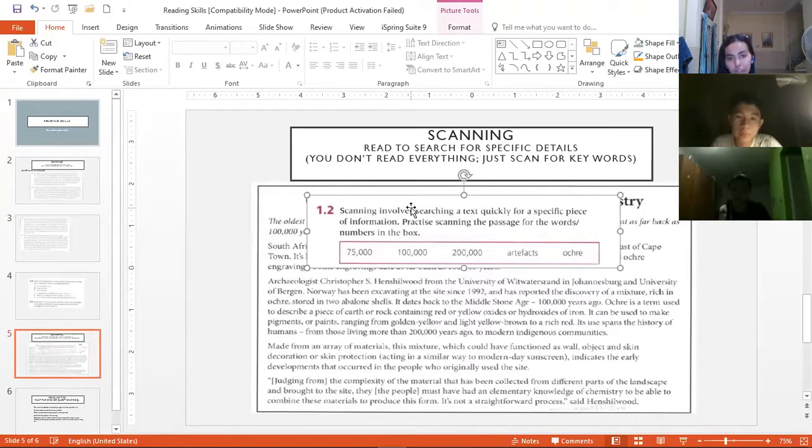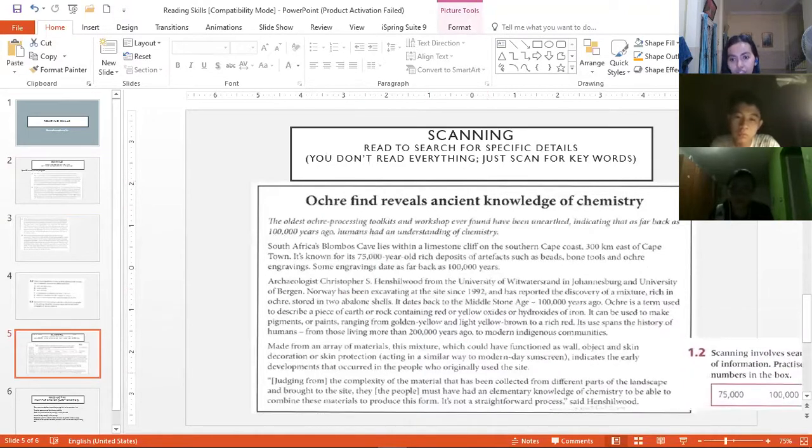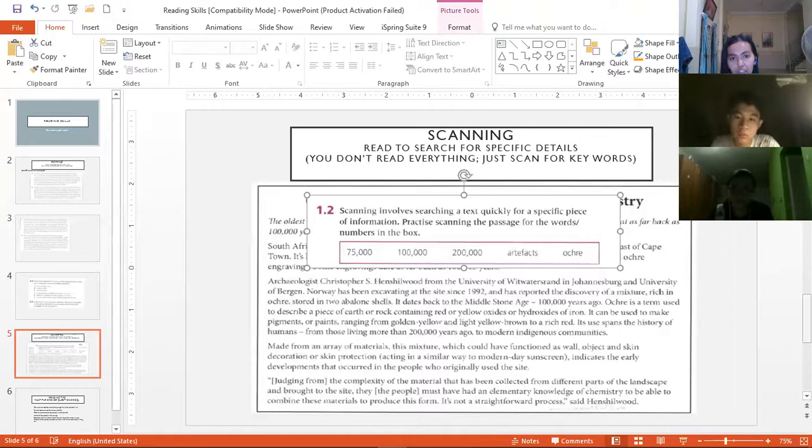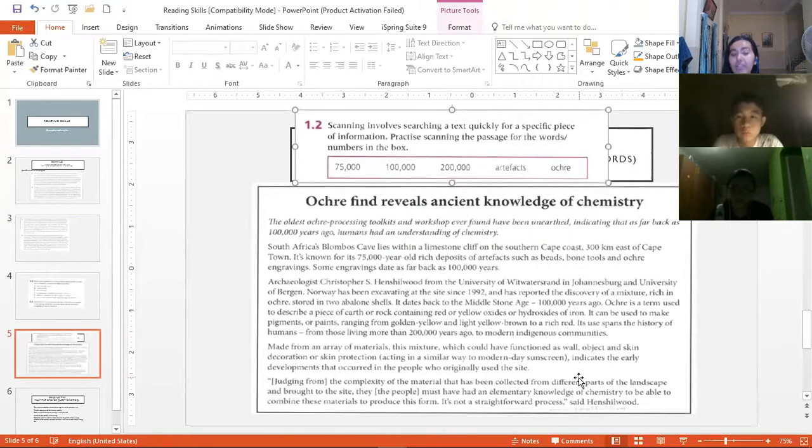So skimming, you read everything fast, and then you can go and check out the questions and get the keywords, and then you scan the text. So you don't read everything, but you only read to search for numbers or information in the text. That's called scanning. So first thing first, spend 1 minute skimming this text, and we'll go for scanning. Let's go. Skim the text for 1 minute.